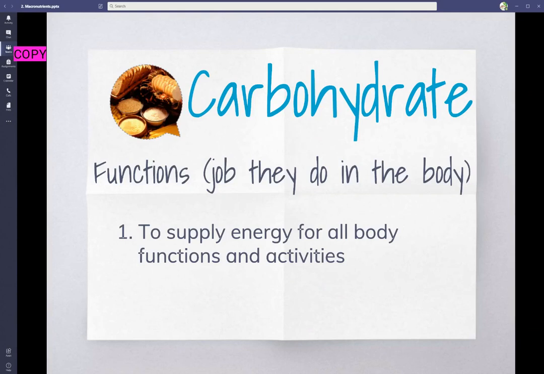So moving on to carbohydrates. Carbohydrates' main function in our body is to supply energy for all body activities and functions. If we are getting too much carbohydrates in our diet, this could be stored and converted into body fat, which over a period of time could lead to obesity. If we are not getting enough carbohydrates in our diet, this could lead to us feeling as though we are lacking in energy and feel tired.